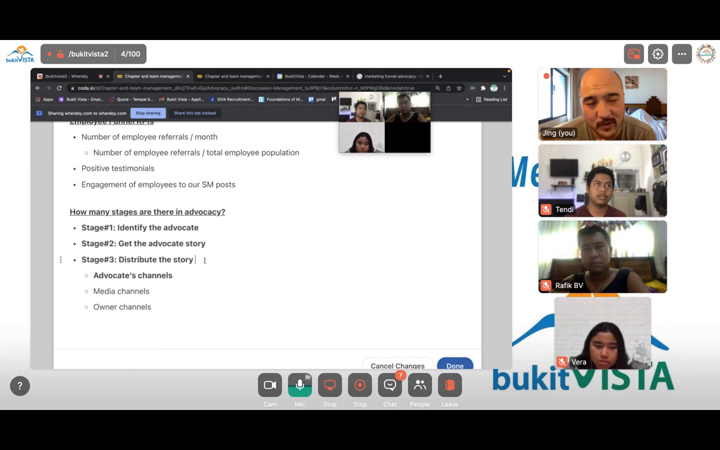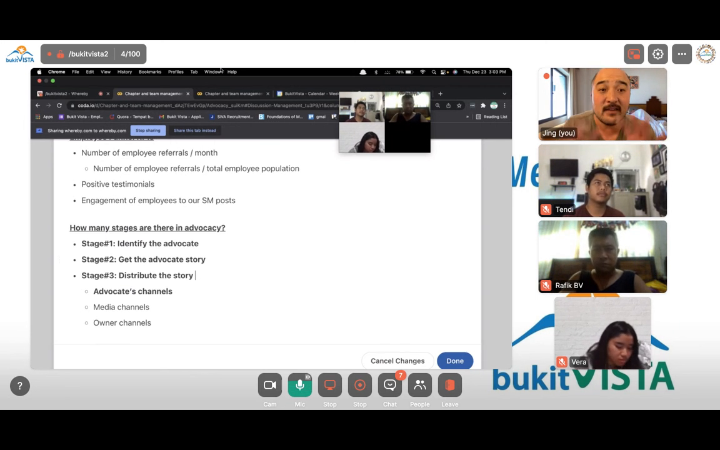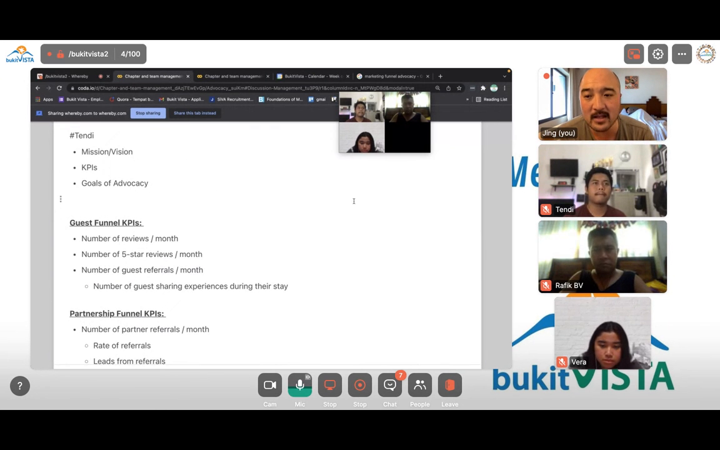So this is the first step of this chapter today: to create that structure so that every conversation we have can be linked to these 3 stages. Did we identify the advocate? Did we get the story? Did we distribute the story? Okay? All right. That's enough progress for today. I think this is good. And let's get together around next week. And this is the plan.